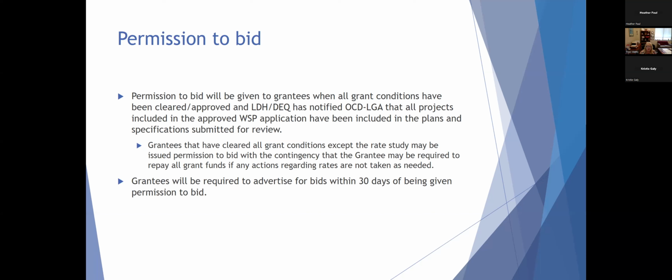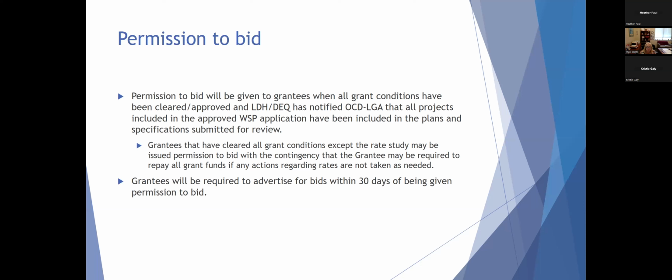Grantees that have cleared all grant conditions except the rate study can be issued a permission to bid with the contingency that the grantee may be required to repay all grant funds if actions regarding the rates are not taken as needed. We will provide to you a specific certification that the language must be included on letterhead of your system and then signed and sent back to us if your system would like to move forward with bidding and has met all other grant conditions at that time.